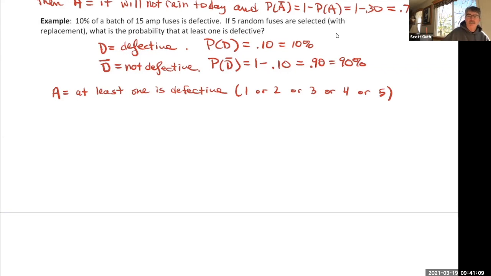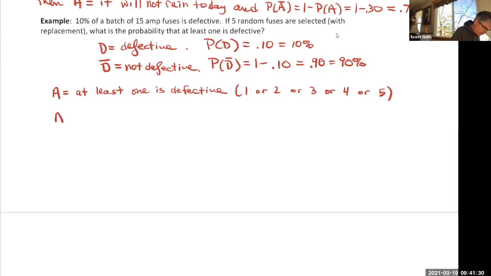Now that's what I mean when I say if A is complicated. This thing can happen in a lot of ways. And every time I say or, that's an addition rule. You follow me? So there's a lot going on here and I just don't want to do it. So it would be easier to look at the complement.